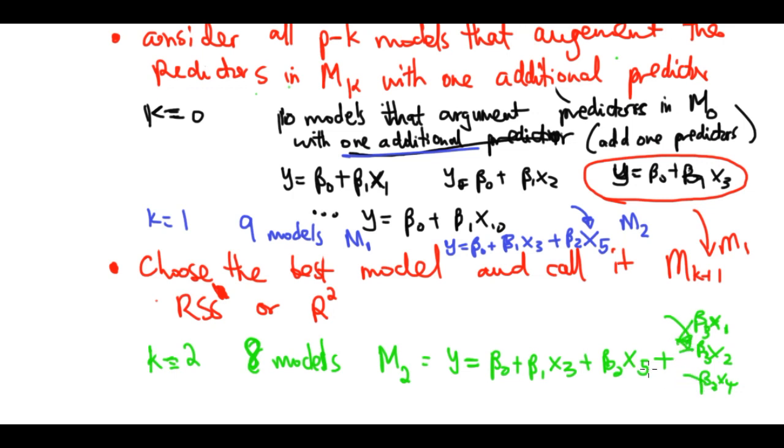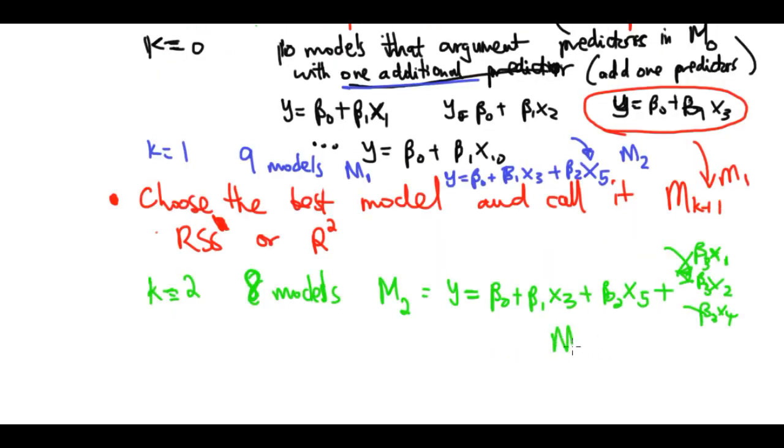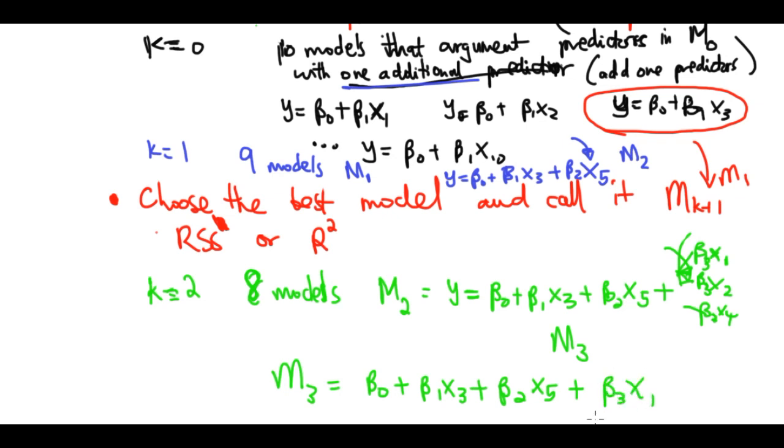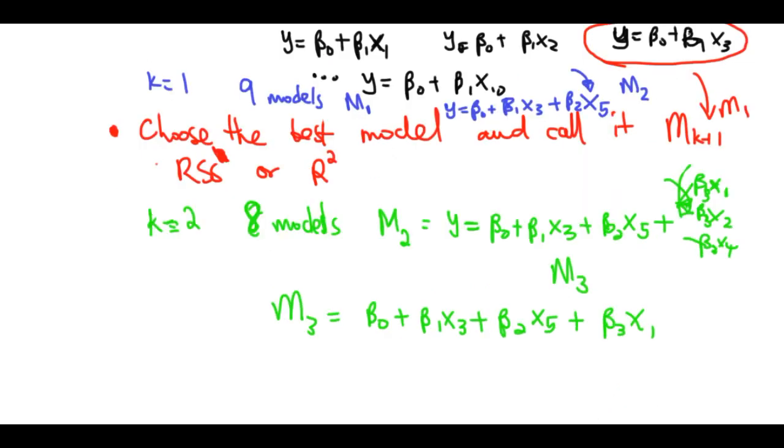And we choose the best model, and we call it Mk plus 1. So this is going to be my M3, whatever best one that we choose. Maybe my M3 from this step is going to be equal to beta naught plus beta 1 x3 plus beta 2 x5, the one that we already had. But when we added the additional one and computed the RSS, maybe the best one is this one here. Then we call that M3. And we repeat this process.